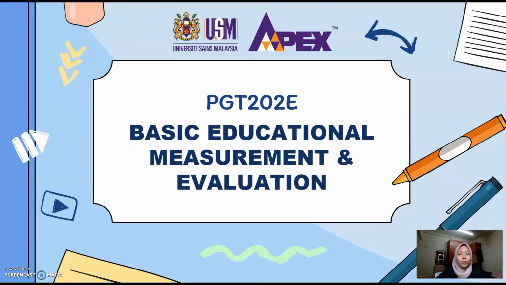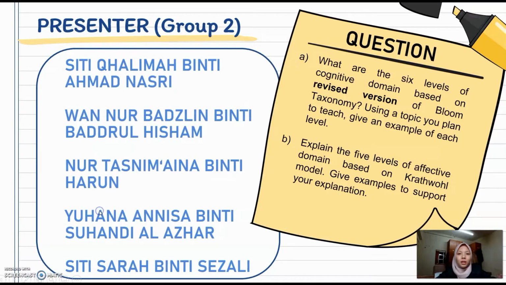We are from group 2 going to present the second question, which is: what are the six levels of cognitive domain based on the revised version of Bloom's taxonomy, with some examples of each level; and the five levels of affective domain based on the Krathwohl model, with some examples to support the explanation. And this is the five presenters of this group. My name is Siti Konima binti Ahmad Nasri and my matric number is 145613.